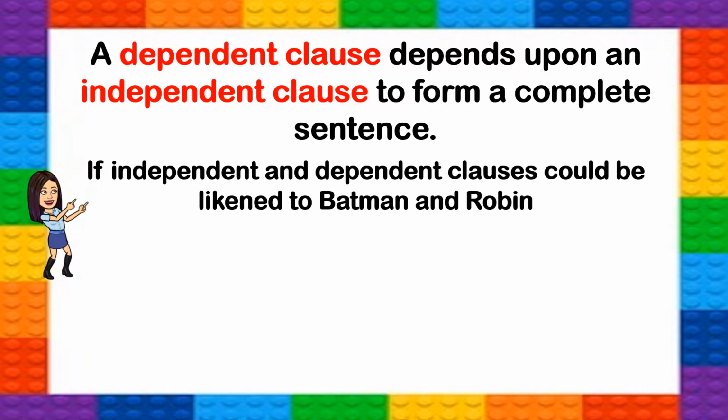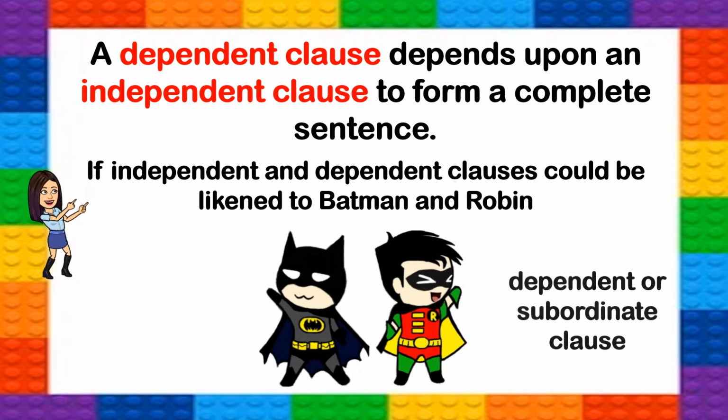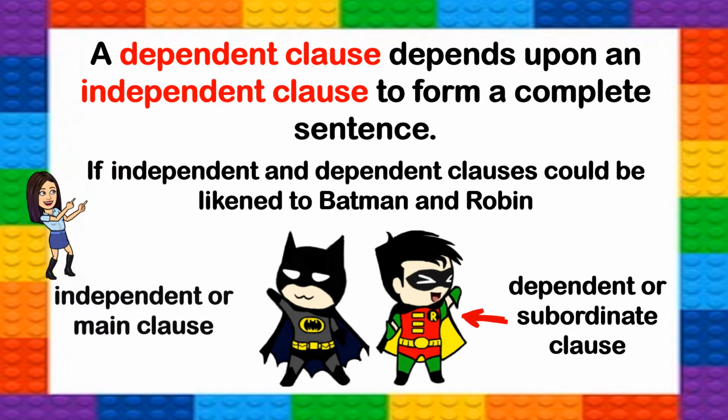If independent and dependent clauses could be likened to Batman and Robin, the dependent or subordinate clause would be Robin, Batman's assistant. The independent or main clause would be Batman, his superhero boss.